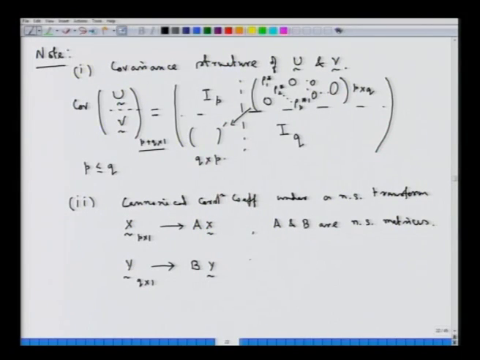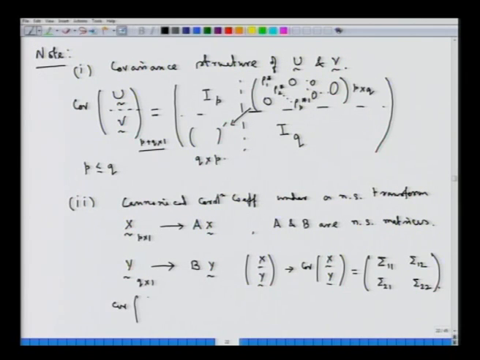Now, if we have this x and y, then this has the covariance structure as we had defined earlier. This is sigma 1 1, sigma 1 2, sigma 2 1 and sigma 2 2. Now, let us see what is the covariance structure of this Ax and By.